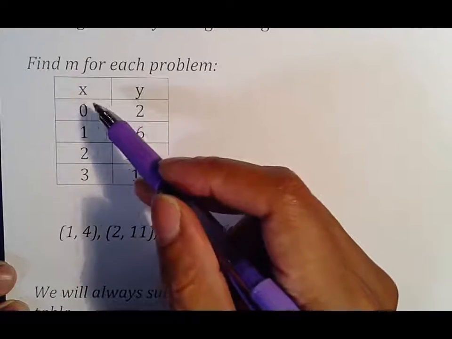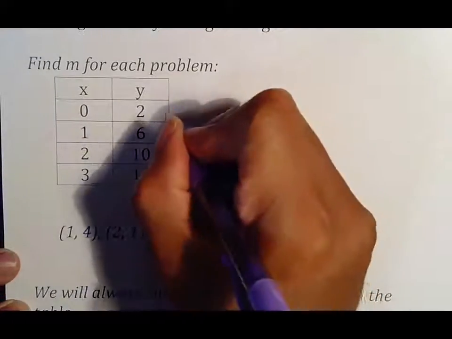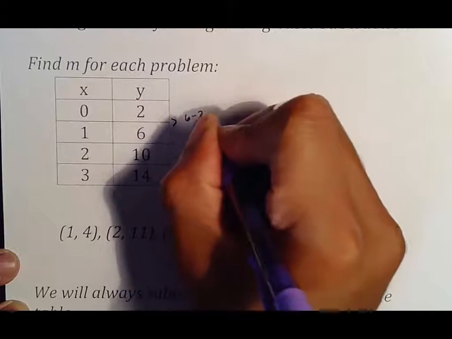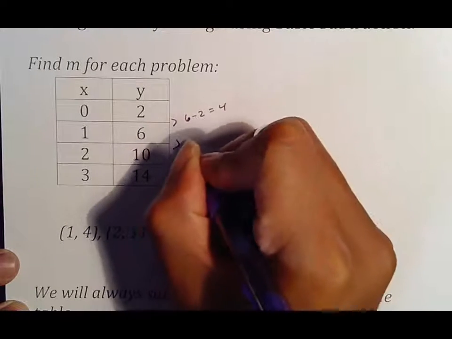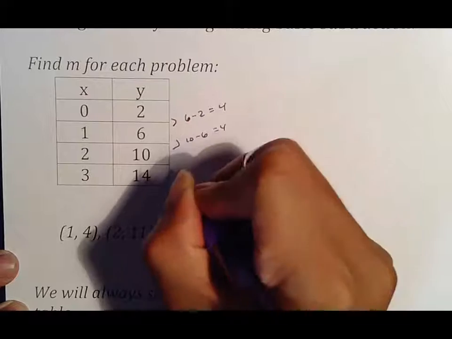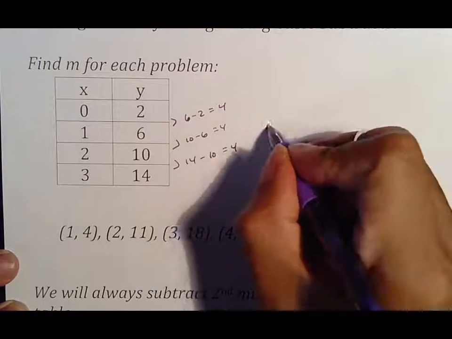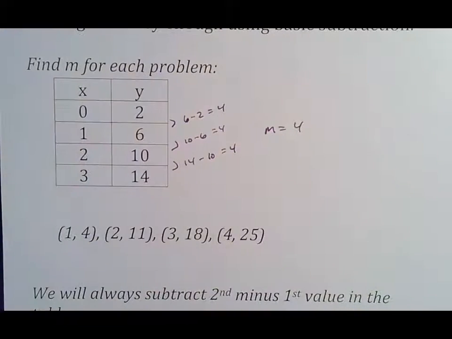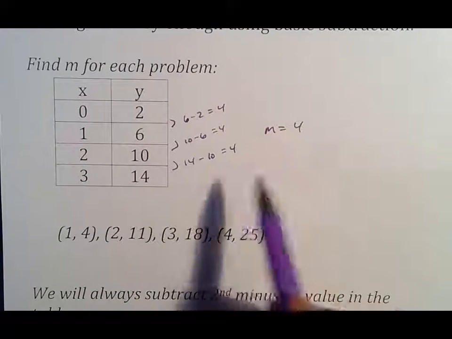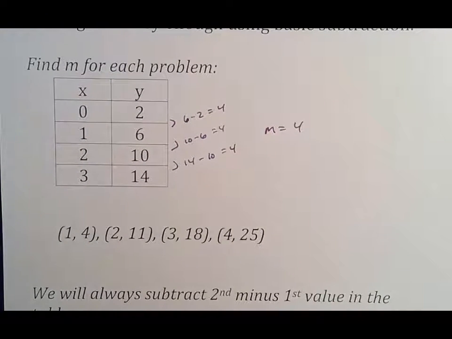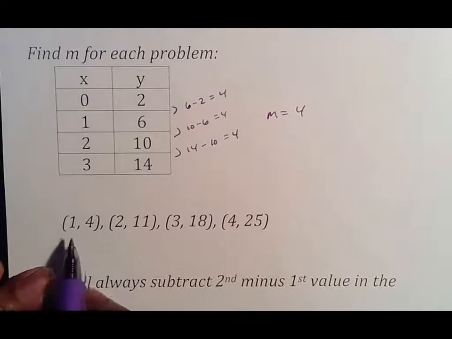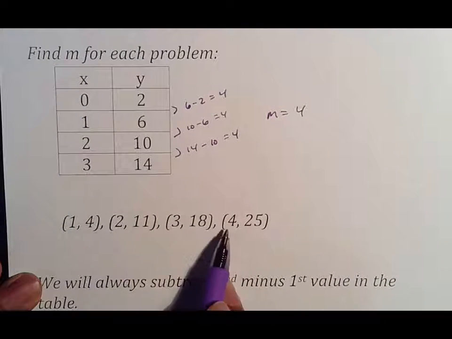Make sure you understand that. I can only ignore it because it's going 0, 1, 2, 3. So all I have to do is 6 minus 2, which is 4. 10 minus 6, which is 4. 14 minus 10, which is 4. So in this case, m is 4. Because I got the same number, it must be linear. m is 4.